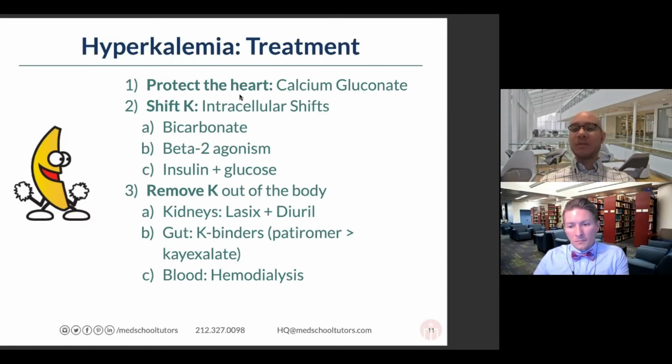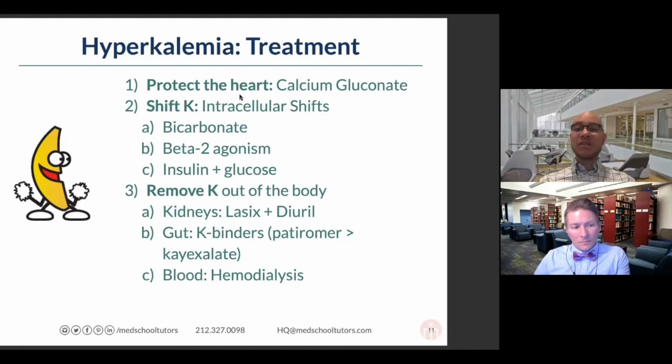Then you want to shift potassium. And you can do that with bicarbonate, either AMPs or a drip. You can use beta-2 agonism, again, driving potassium into the cells, or insulin. And you give the glucose because you don't want to have someone hypoglycemic when you're treating their hyperkalemia. So those are the 3 ways that you can shift potassium into the cells. But this is a temporary fix.